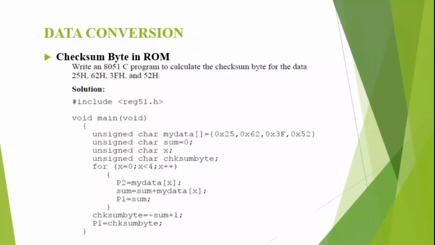Write an 8051 C program to calculate the checksum byte for the data 25H, 62H, 3FH and 52H. First we have to add the series of data, that is 25 plus 62 plus 3F plus 52. Adding this series of data, we get the result as 118H. So ignore the carry, that is drop the carry. So we have the value 18H. Find the 2's complement of it. So we get E8. So this is the checksum byte. So it is not equal to 0, which means the data is corrupted.